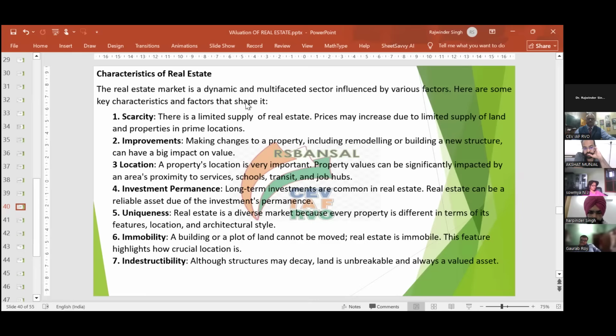And then indestructibility. Although the structure may decay, land is unbreakable and always has a value. Structures may decay, but the land part is unbreakable. Of course, until and unless it is affected by some natural calamity, it is indestructible.